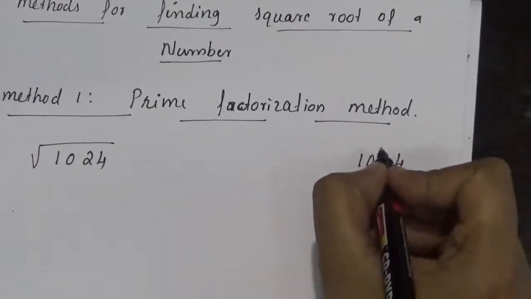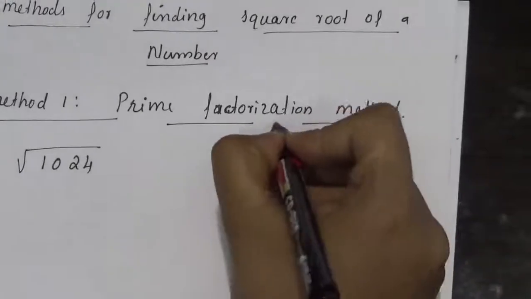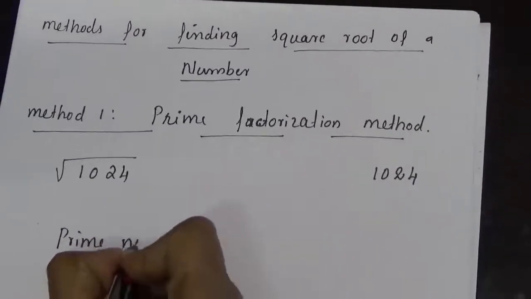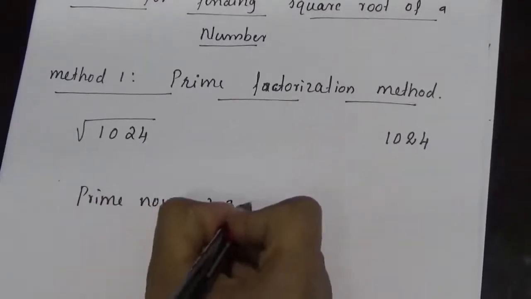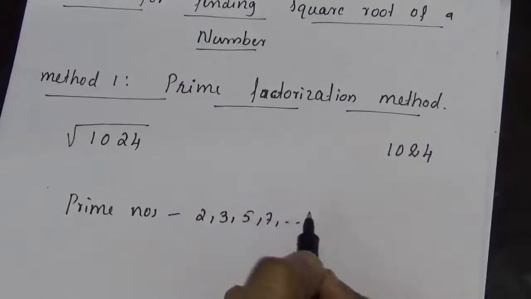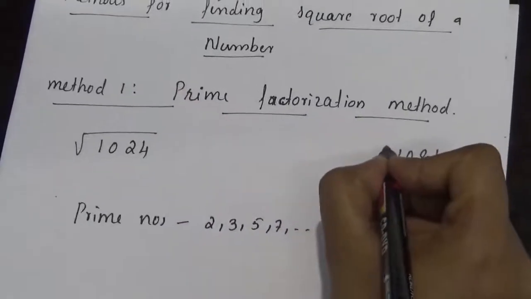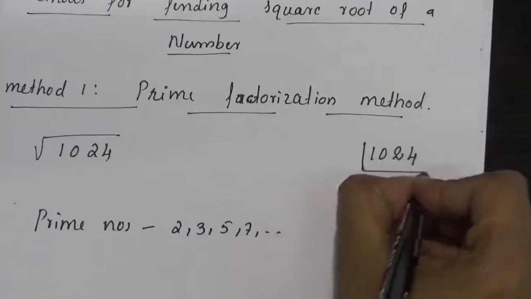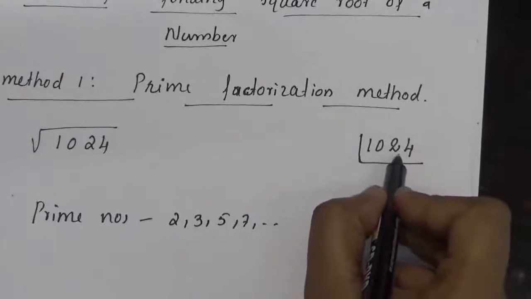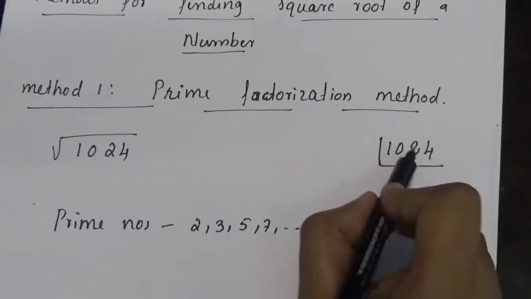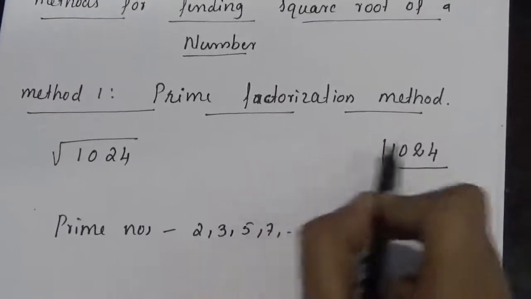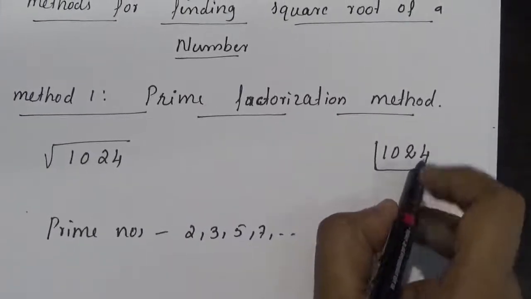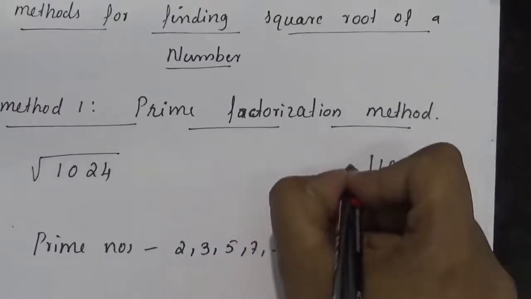We know the prime numbers are 2, 3, 5, 7, etc. So now let's divide this number 1024 by a prime number, using this symbol. You can see that this number is divisible by 2 because in the units place we have the number 4. It is a multiple of 2. So we divide the number 1024 by 2.